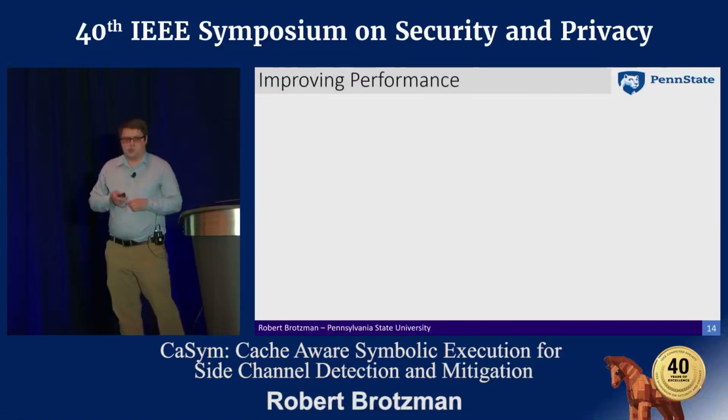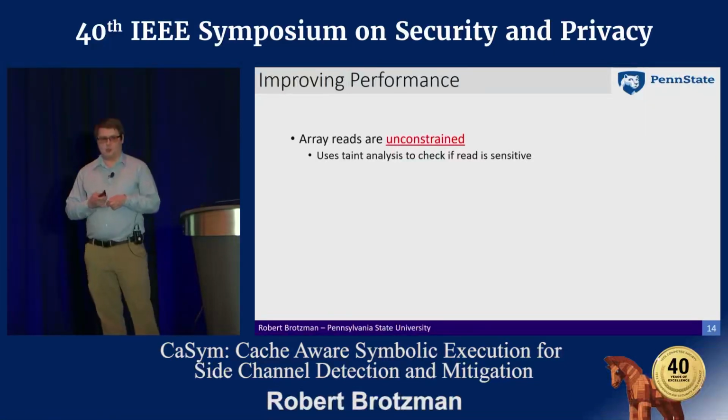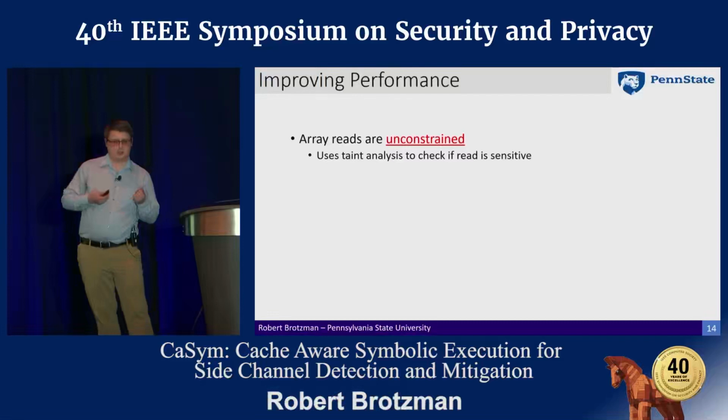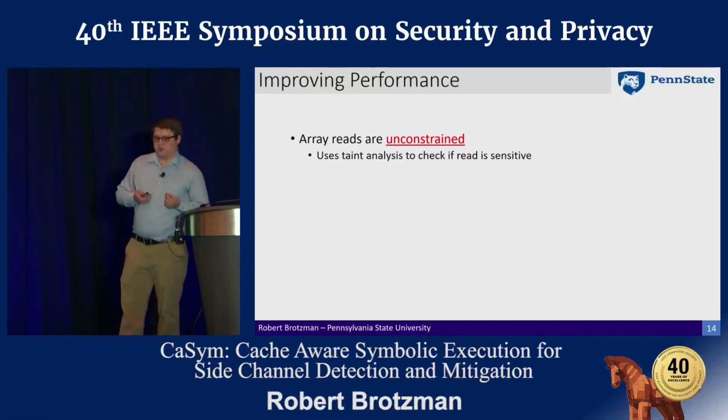So we had to make some trade-offs to improve performance because symbolic execution is typically rather an expensive process. So the array reads, when we read from arrays, are going to be unconstrained. So when we drop the constraints, that essentially will treat them as private variables. So in order to overcome this, we use a taint analysis to be able to tell if they're sensitive or insensitive.